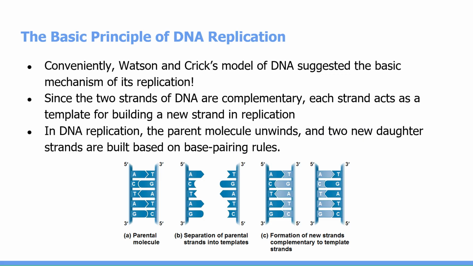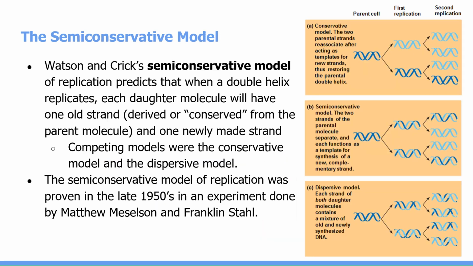The model of DNA suggested the basic mechanisms of replication. In DNA replication, the parent molecule unwinds, breaking its hydrogen bonds, and the two new daughter strands are built based on base pairing rules. This model is called the semi-conservative model of replication, where each daughter molecule will have one old strand, which is where the conserved comes into play, and one newly made strand.